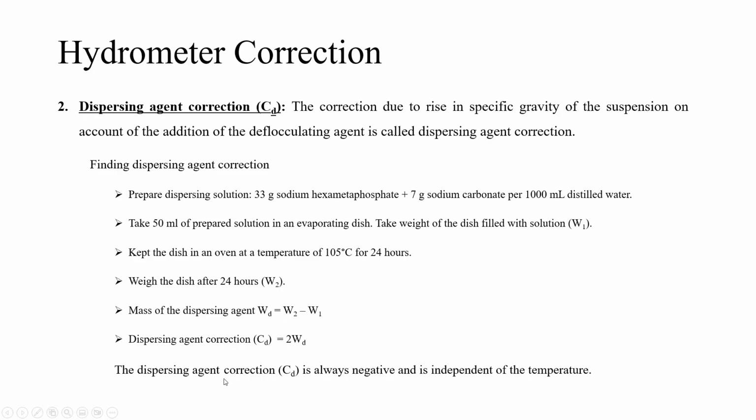And the dispersing agent correction will be twice this mass of the dispersing agent, 2 into WT. This dispersing agent correction is always negative and is independent of the temperature. After taking the observation, in the calculation, we will apply this dispersing agent correction.